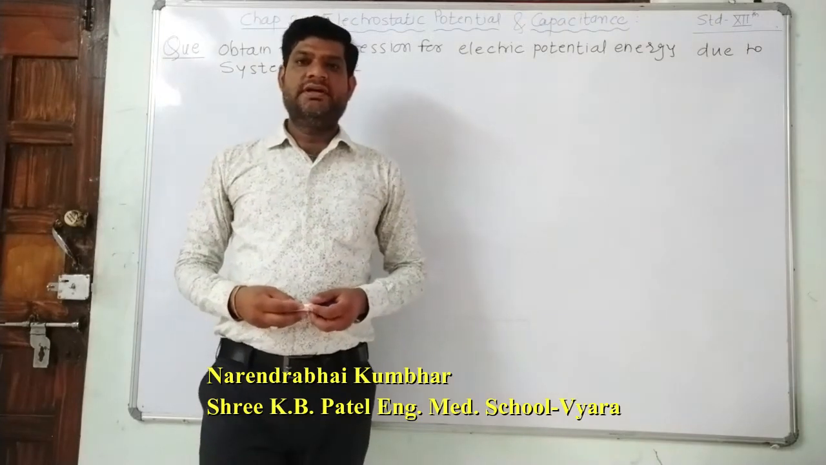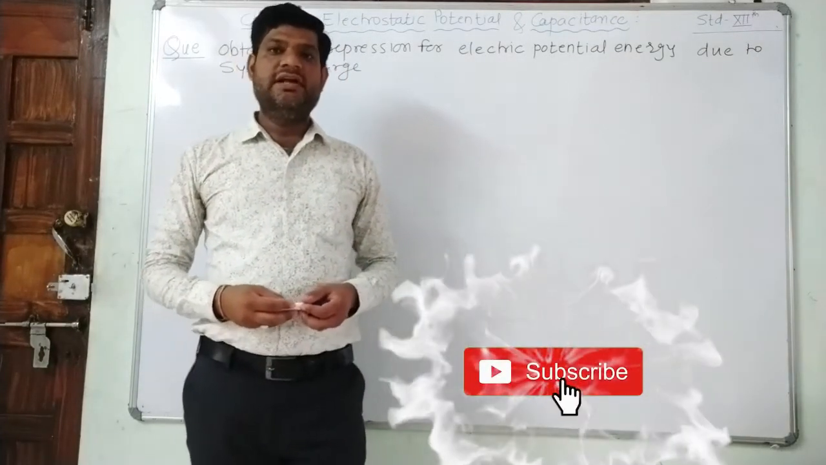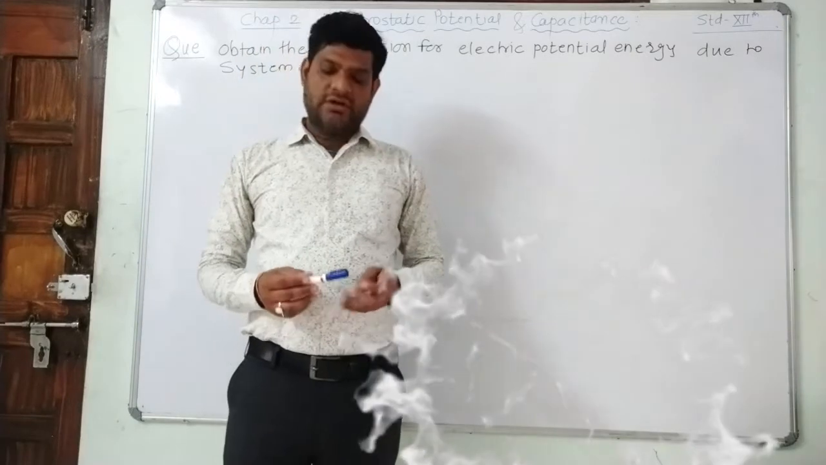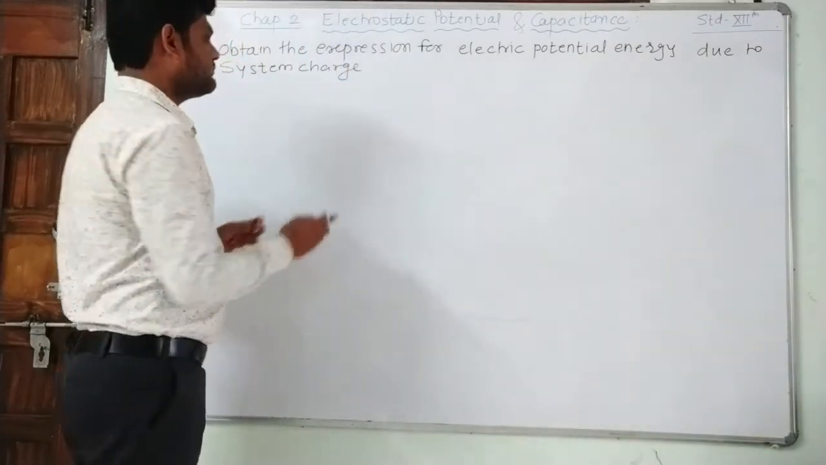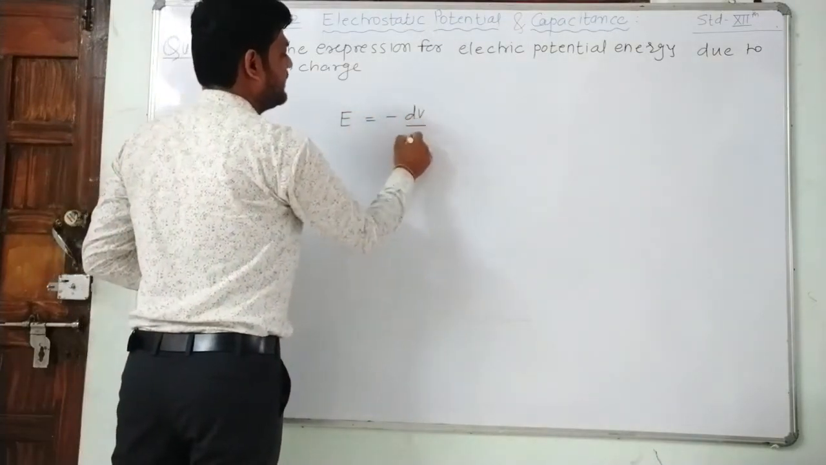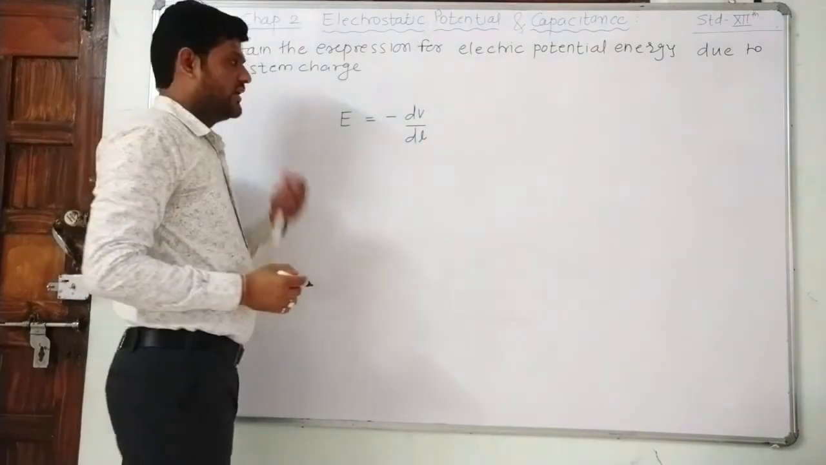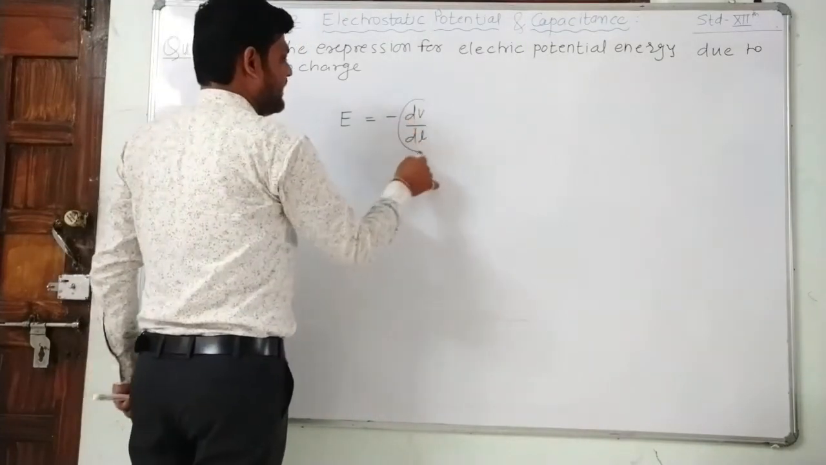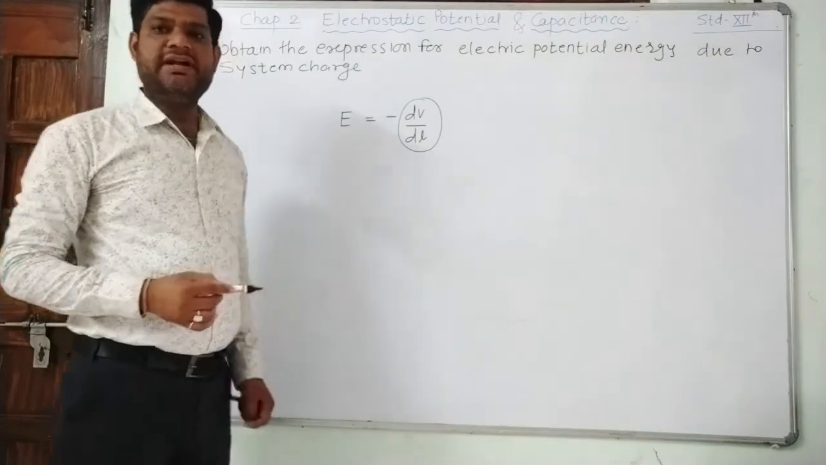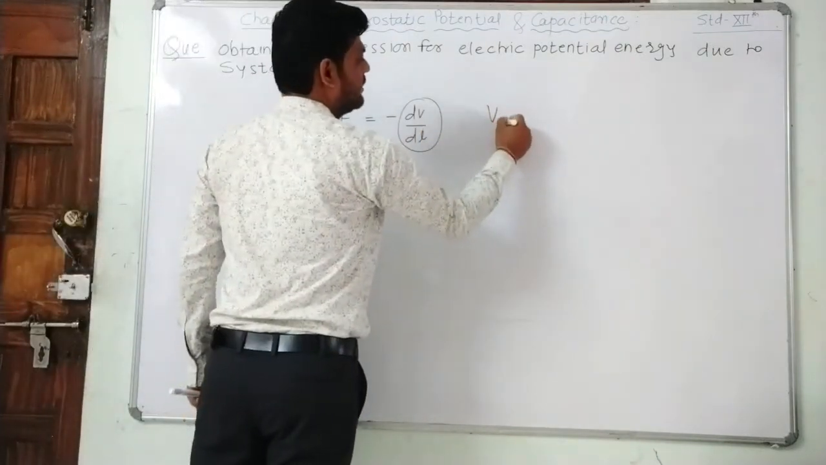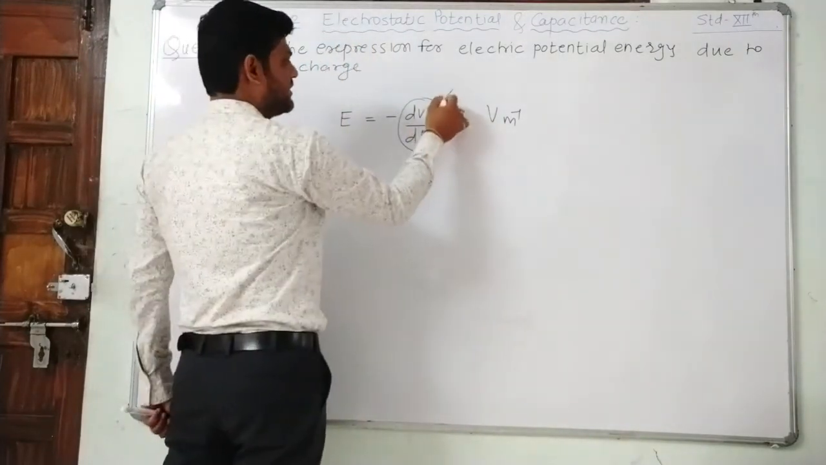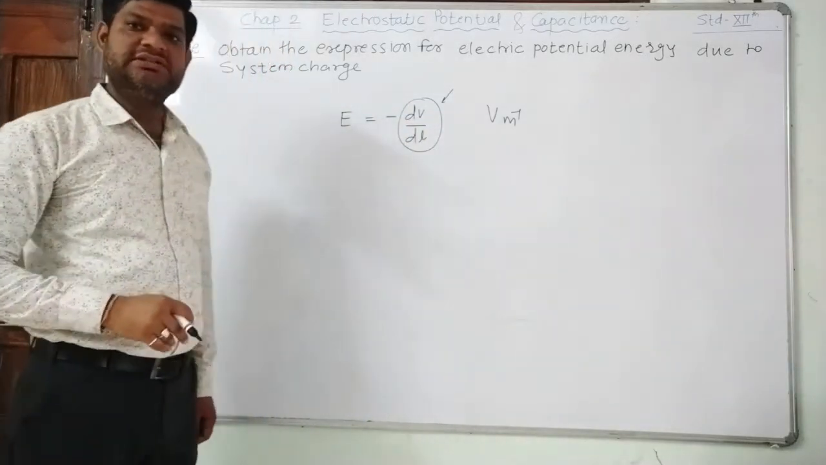Dear students, in the last video we obtained the relation between the electrostatic potential and the electric field. We got the equation E equal to minus dV by dl, that we obtained, right? So this term dV by dl is known as the potential gradient, and the SI unit of potential gradient is volt per meter. Volt per meter is the SI unit of potential gradient. This term dV by dl is known as the potential gradient.